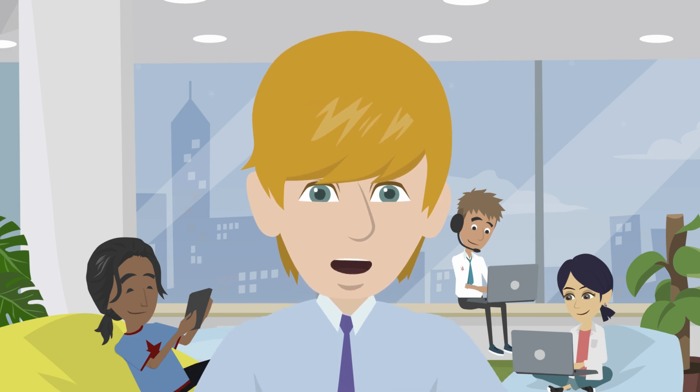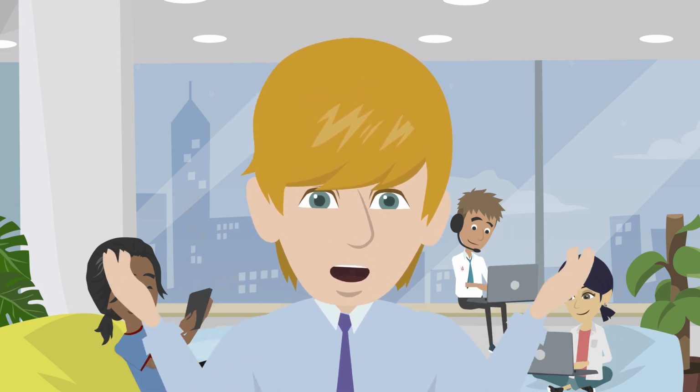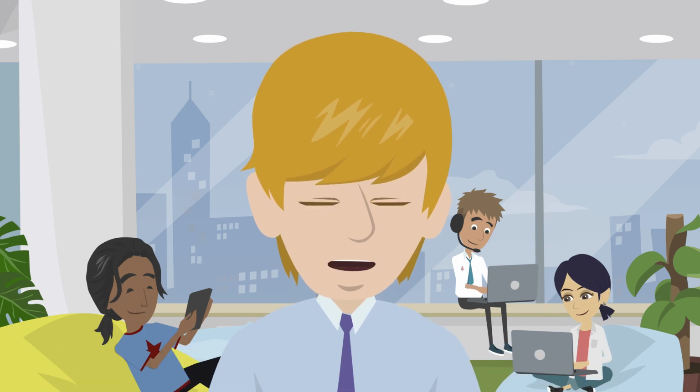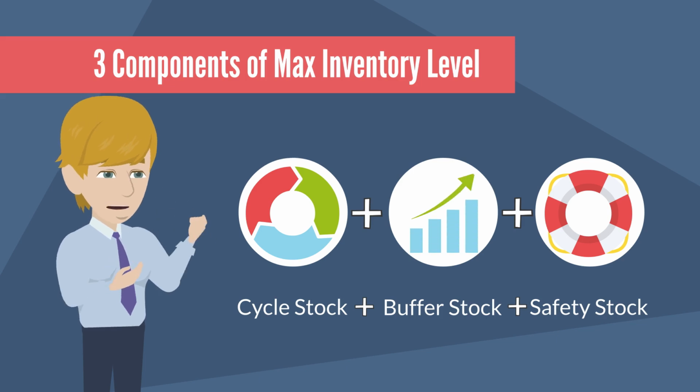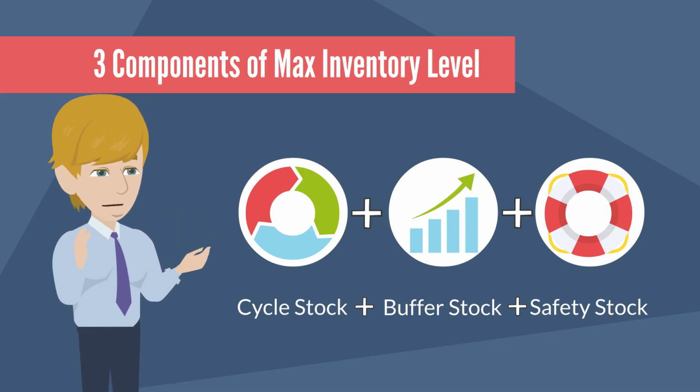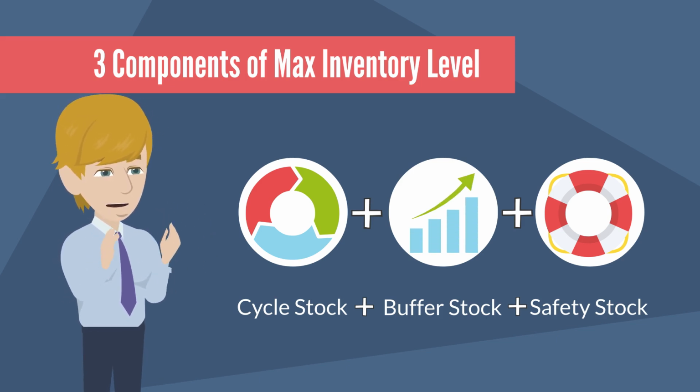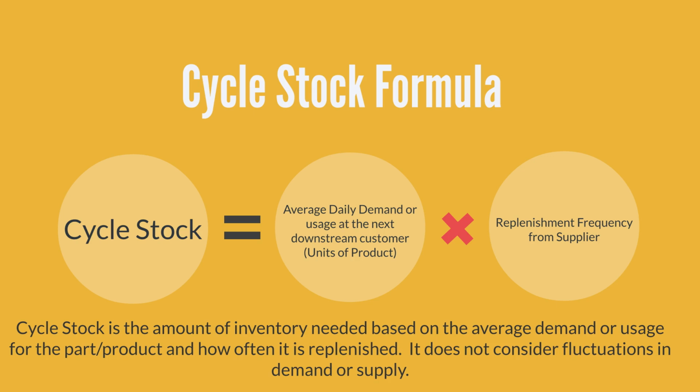Step 4, determine the maximum inventory level for parts and calculate warehouse space. We talk about the formula for this in our inventory management module. As a reminder, the maximum inventory level is equal to cycle stock plus buffer stock plus safety stock. Cycle stock is equal to the average usage per day times the replenishment frequency.